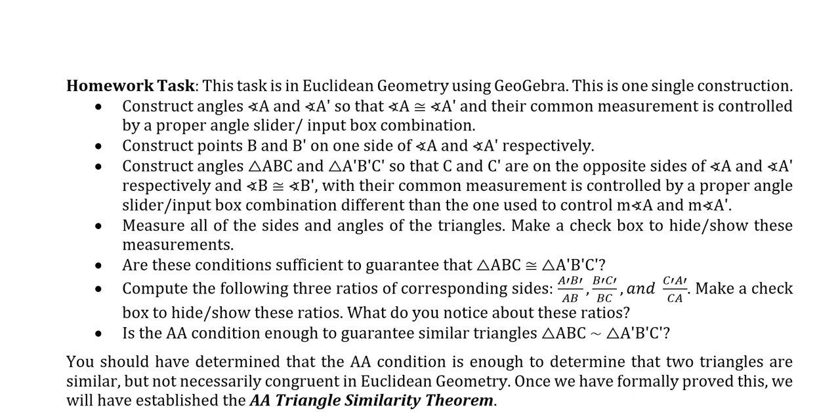And here's our big question. Are these conditions sufficient to guarantee that these two triangles are, well, first of all, are they enough to make it congruent? And I think you'll know the answer is no. Compute the following three ratios here and make a checkbox to hide and show those ratios. What do you notice about the ratios? Well, you should find that they're all the same. And so is the AA condition enough to guarantee similarity of triangles? And the answer should be yes.